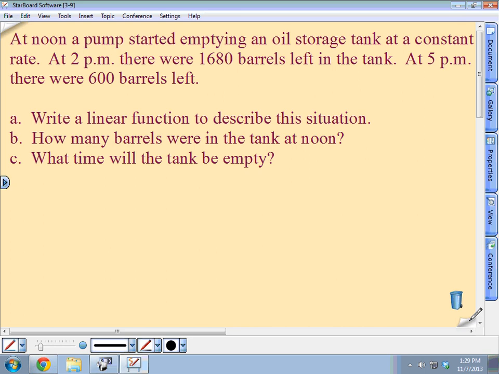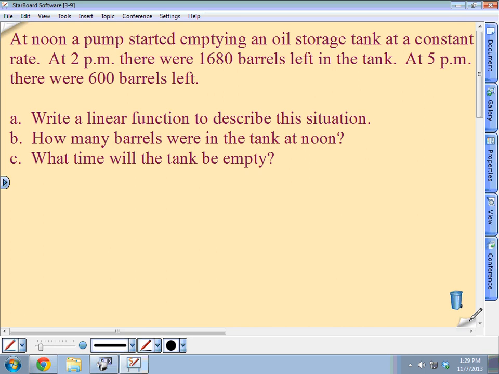Everyone follow along. At noon, a pump started emptying an oil storage tank at a constant rate. At 2 p.m., there were 1,680 barrels left in the tank. At 5 p.m., there were 600 barrels left. Now they want some information. So A, the most important thing, write a linear function to describe this situation.